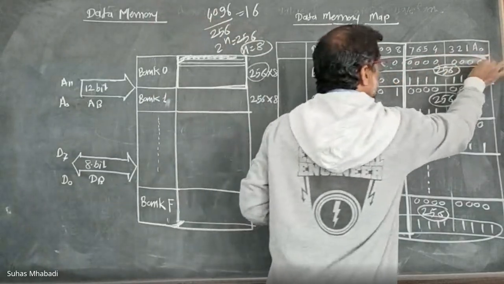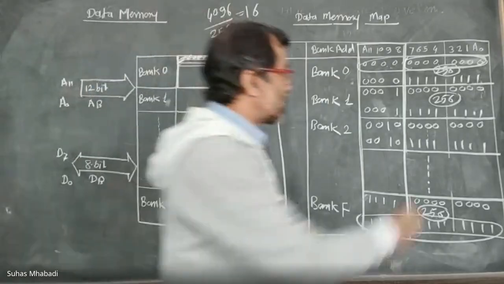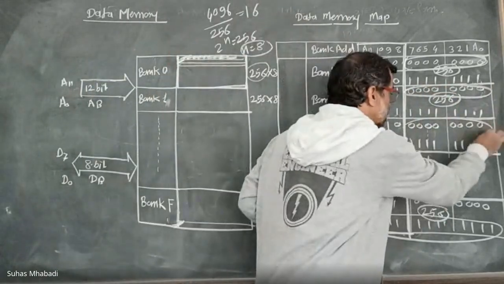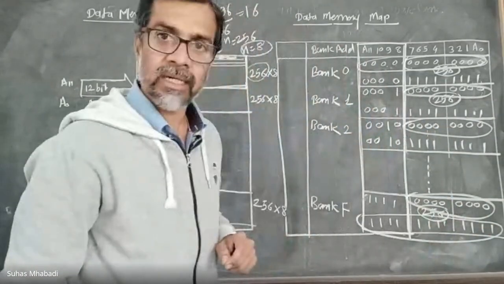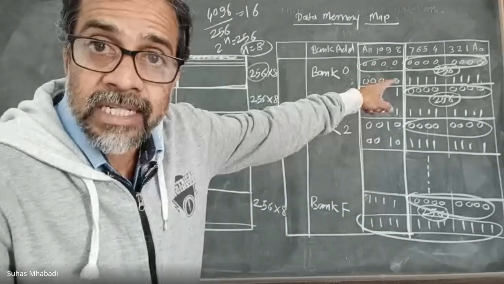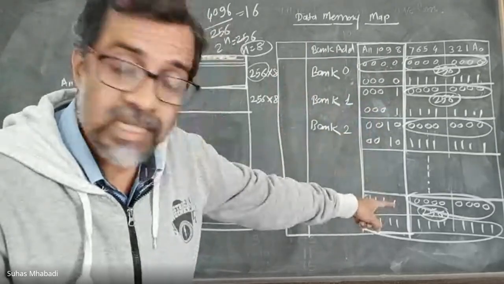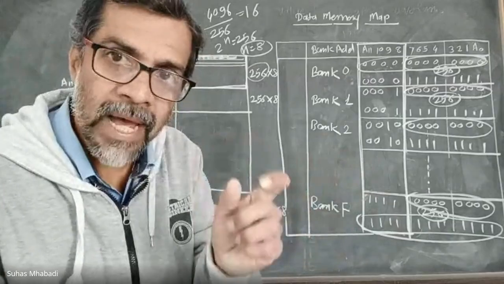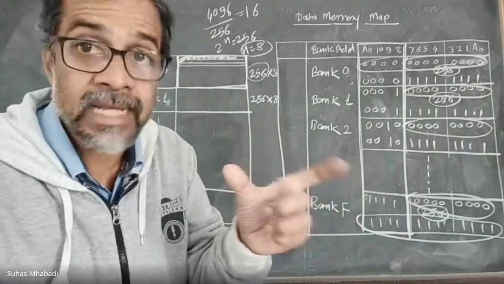The higher address is 00H. High address is 00H. This is 00H. This is 00H. Of course, the addresses are same, but the first 00H is from bank 0, the second 00H is from bank 1, and the last 00H is from the last bank. So in a way, total bank address plus register address makes a complete address, and that should be unique.